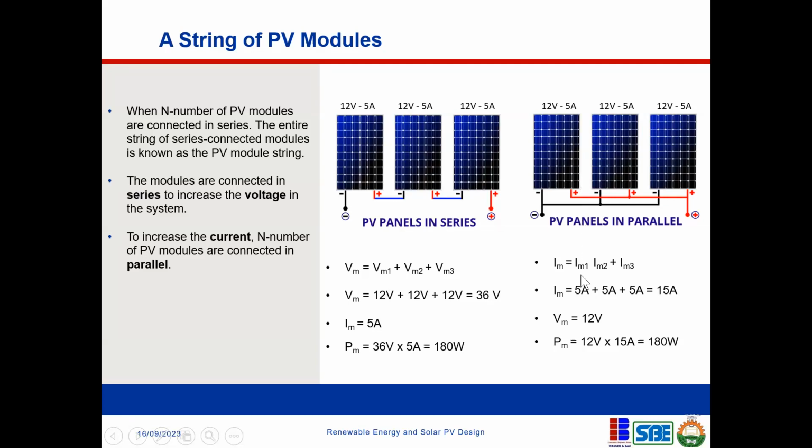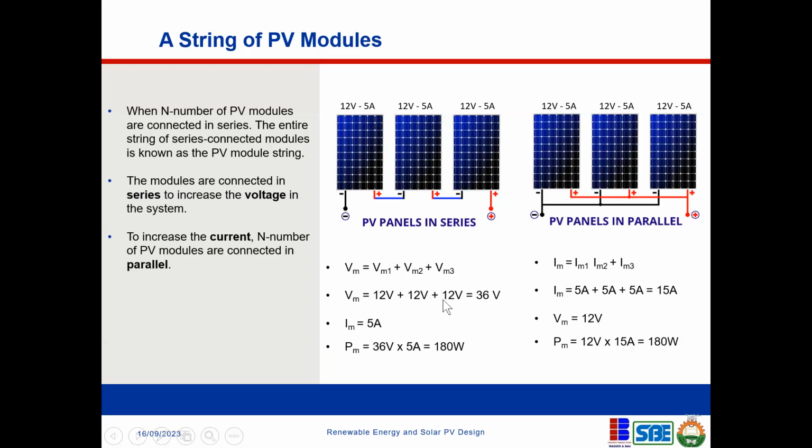Then for parallel connection, you're increasing the current. The voltage remains the same. So this is the current. The current is 5. Now, each of these modules has 5 amps current. So the maximum current output from their connection in parallel is 5 amps plus 5 amps plus 5 amps, which is equal to 15 amps. The voltage remains the same. Even if you have 100 of them, the voltage remains the same. Only the current will keep increasing.